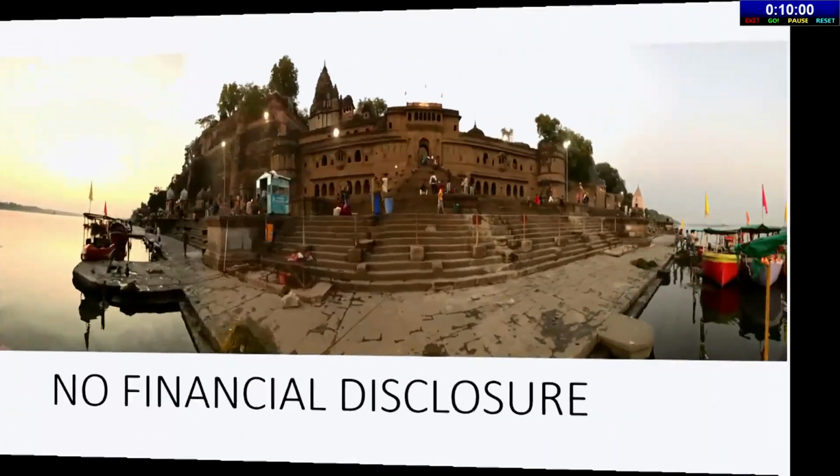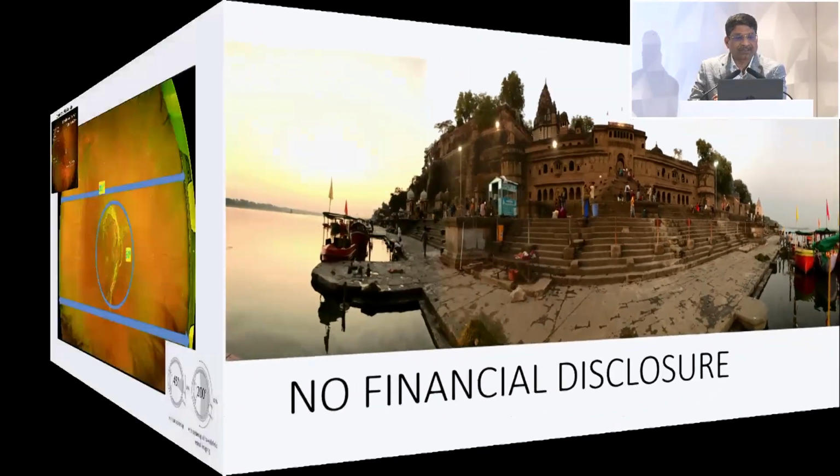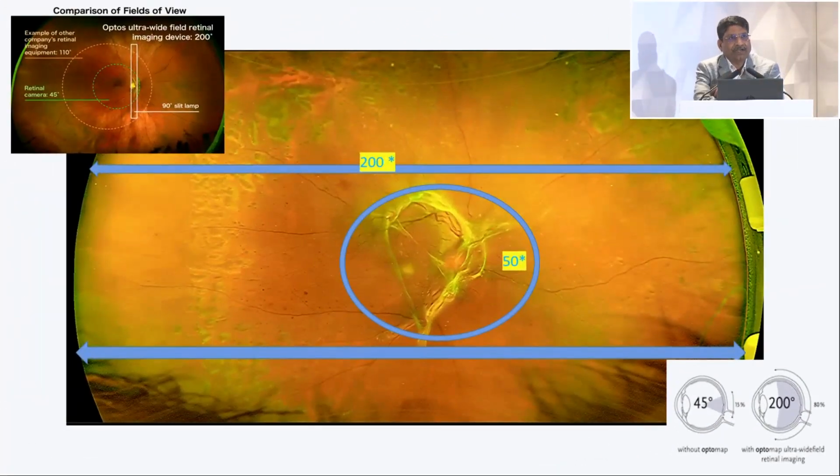I don't have any financial disclosures. You know that photography of more than 150 degrees is called wide field photography. Before that, 150 degrees is the commonest, or lesser than this is what we see with the direct ophthalmoscope or a binocular indirect ophthalmoscope.